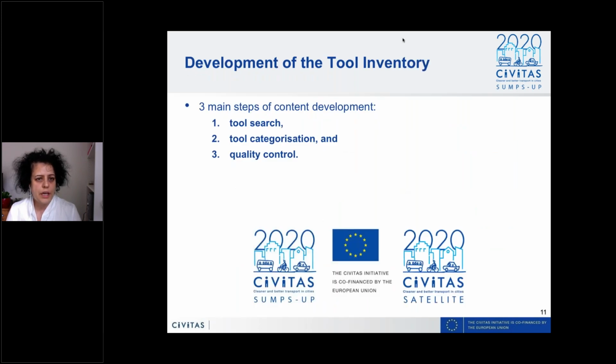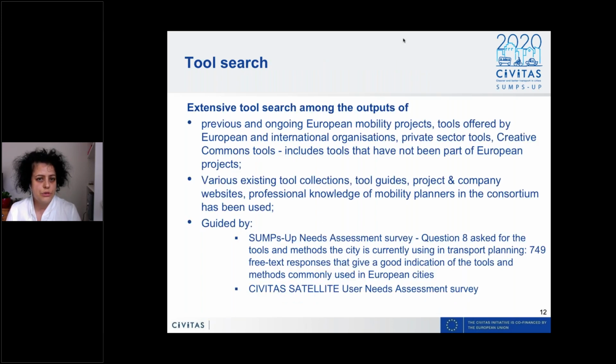There have been three main steps to develop the content of the tool inventory. First, the tool search. We searched for tools, then we categorized the tools, and we went through a quality control. There was an extensive tool search among the outputs of previous or ongoing European mobility projects. There were tools offered by international organizations, the private sector, various existing tools, tool collections, tool guides, and project and company websites.